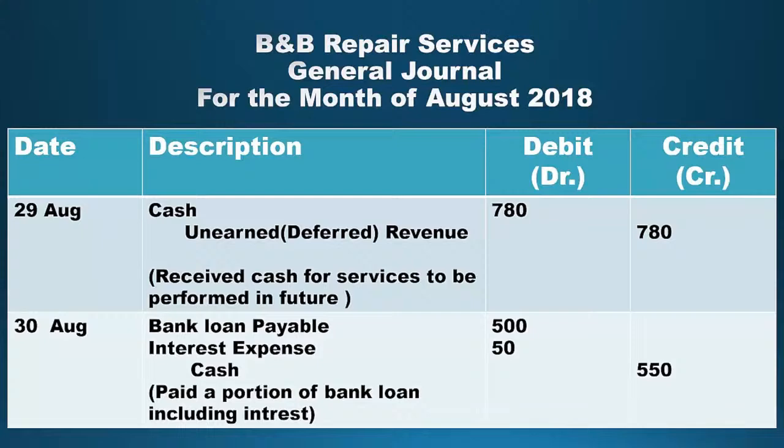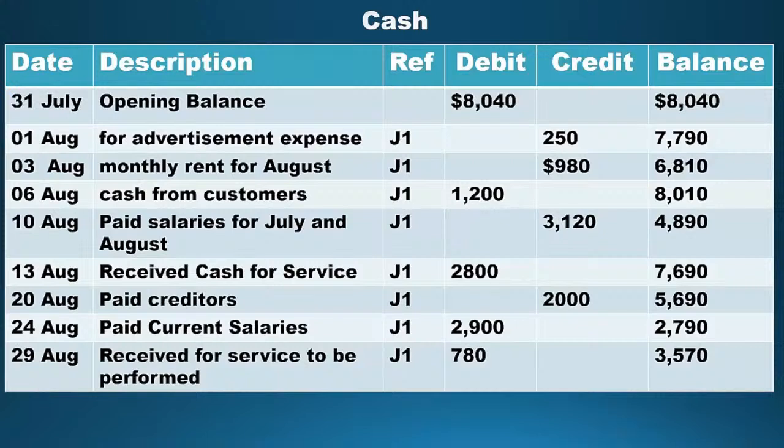This means we'll need to post to the cash ledger and the unearned revenue ledger. Posting to the ledgers. Cash ledger. 1. Date, write the date, August 29. 2. Narrative, add the narrative, received cash for services to be performed in the future. 3. Reference, include the journal reference, J1. 4. Amount, enter $780 in the debit column.